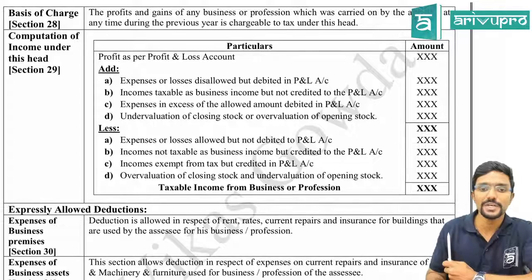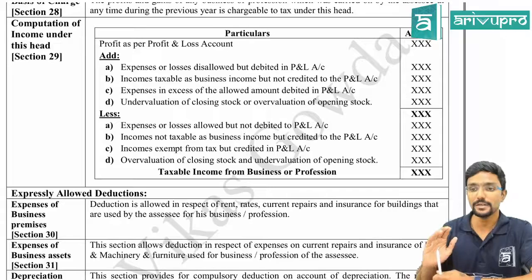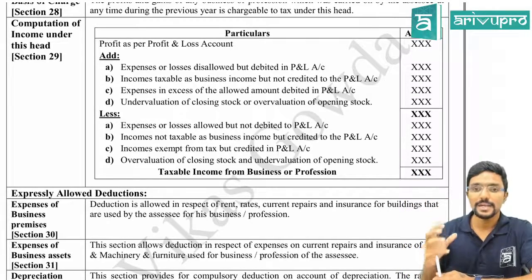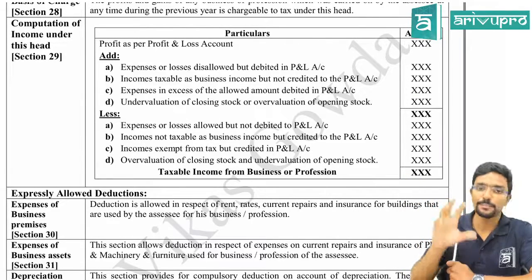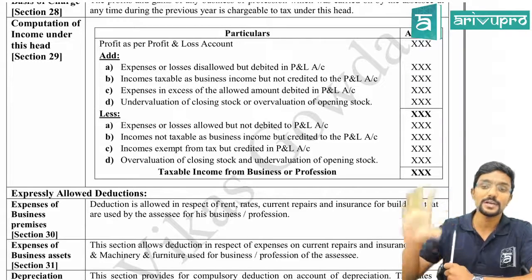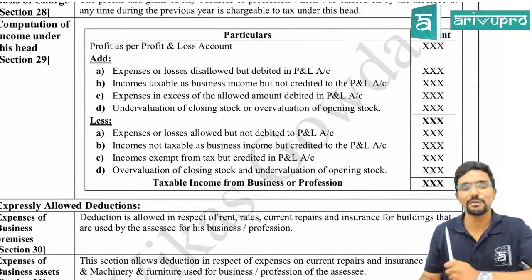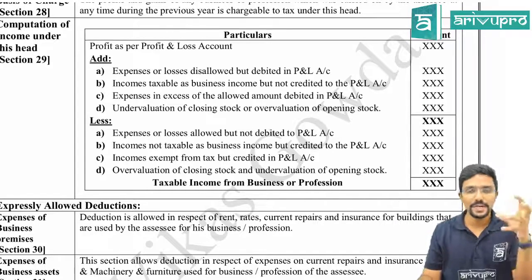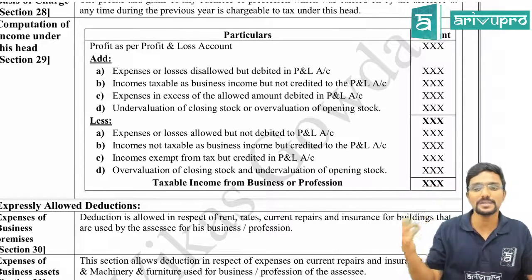Agree? Then coming to deduction items, if there is any expense which is allowed as per the IT Act but not debited in the P&L account, you have to deduct it. Agree? Then if you have credited any income to your P&L account which is not taxable under PGBP or which is not at all taxable, that is exempt from tax, you have to reduce it. Agree? And if there is any overvaluation or undervaluation of opening stock and closing stock, you have to make the adjustment accordingly. Treat opening stock similar to your expenses and closing stock similar to your income or sales.